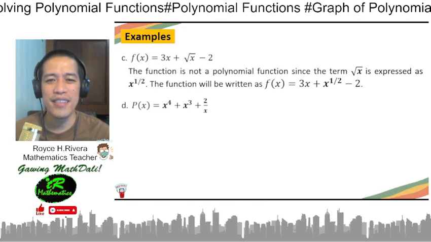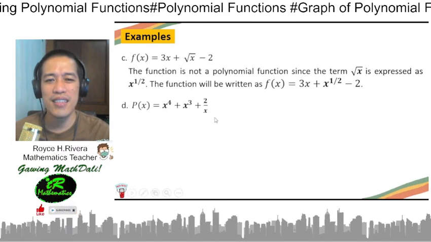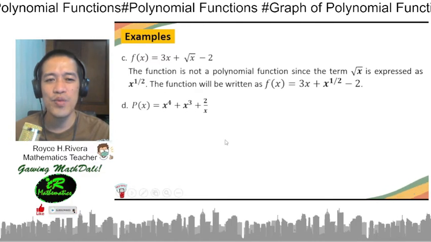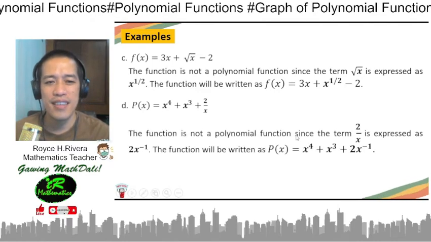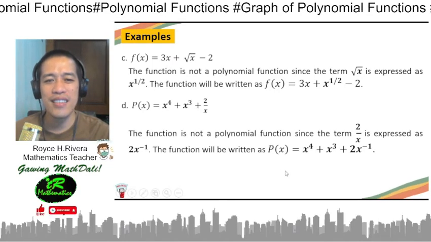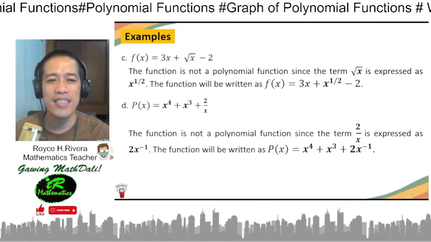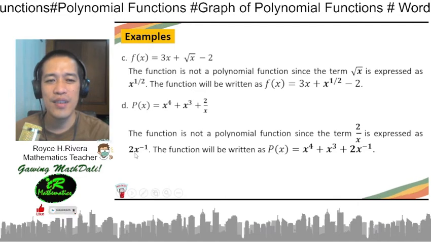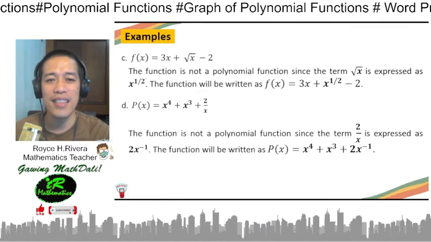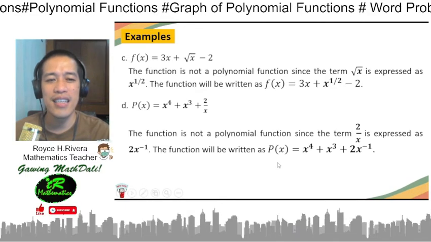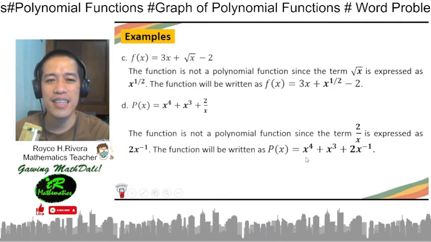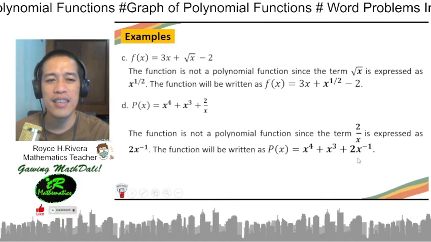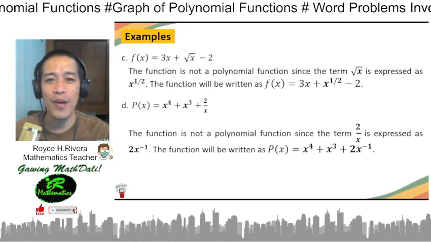Fourth example, the function p of x equals x raised to 4 plus x raised to 3 plus 2 over x. The function is not a polynomial function since the term 2 over x is expressed as 2x raised to negative 1. The function will be written as p of x equals x raised to 4 plus x raised to 3 plus 2x raised to negative 1.